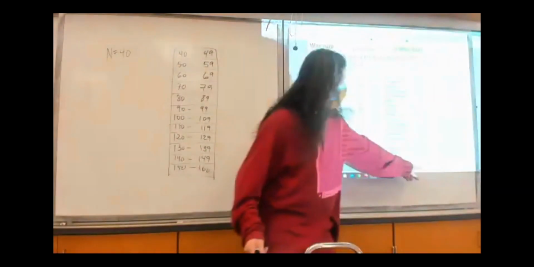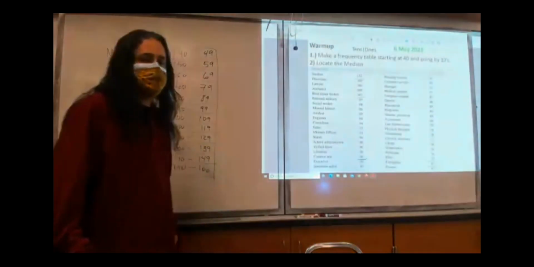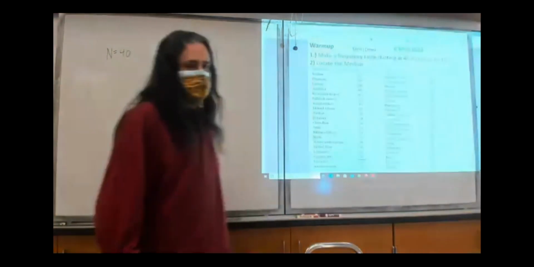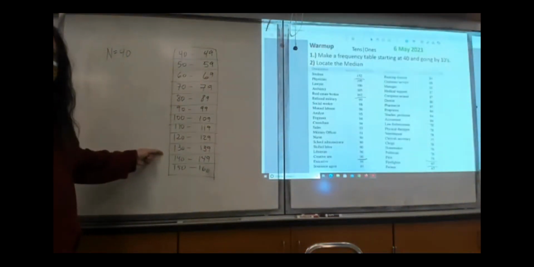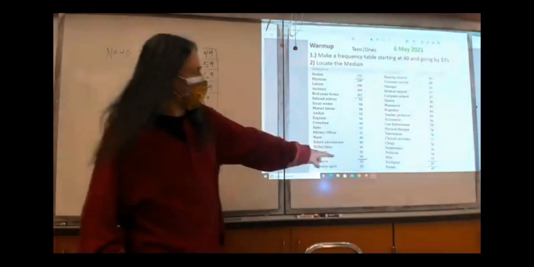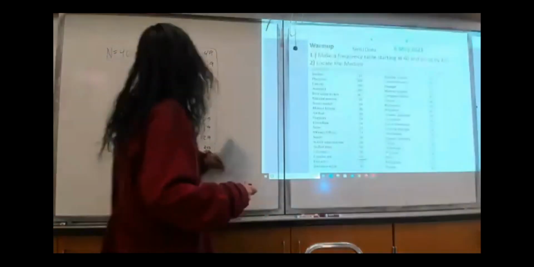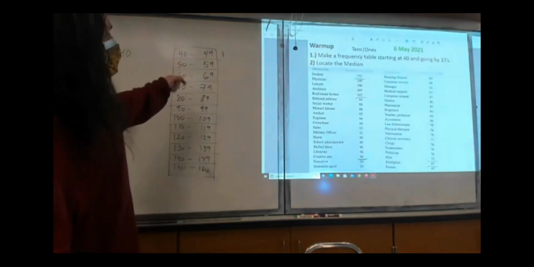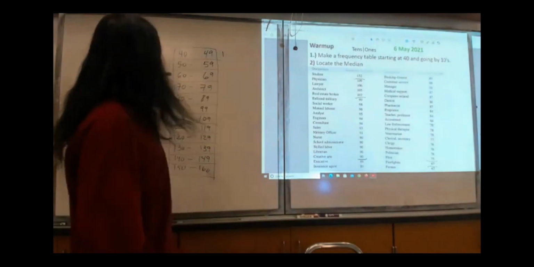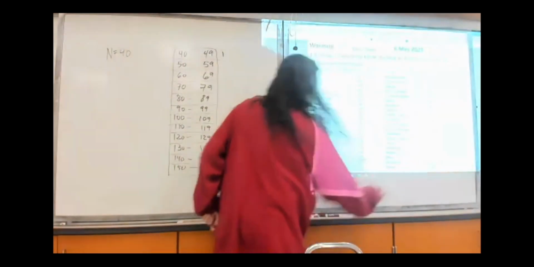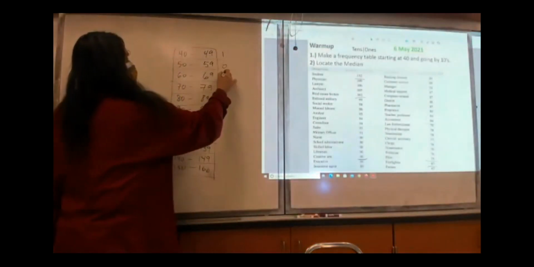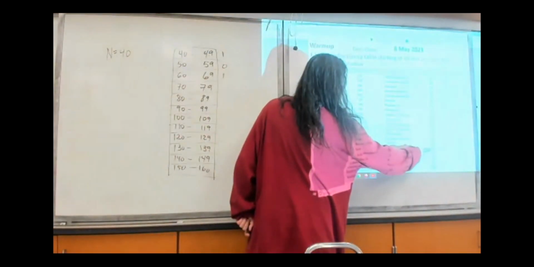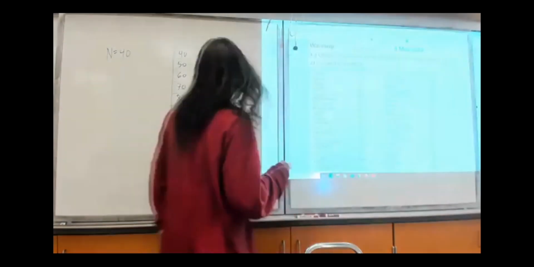So again, since we're dealing with numbers that are from 43 to 152, and we're organizing the data based upon tens, well, there's only one number in the 40s. So there's only one number between 40 and 49. There's no 50s. There's one number that's a 60, 67. How many 70s are there? 1, 2, 3, 4, 5, 6, 7, 8. So there's 8 70s.